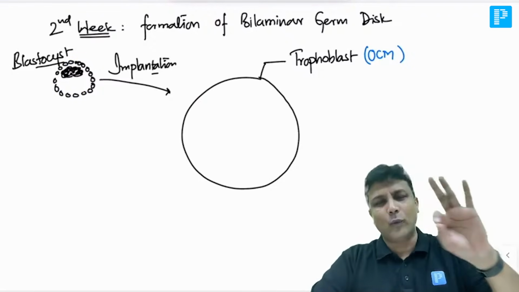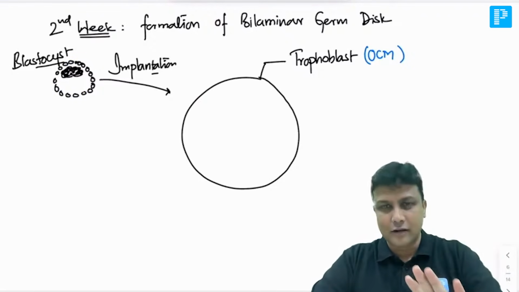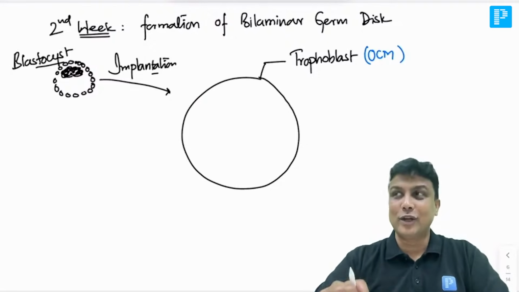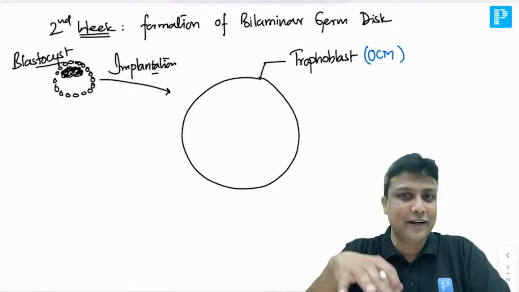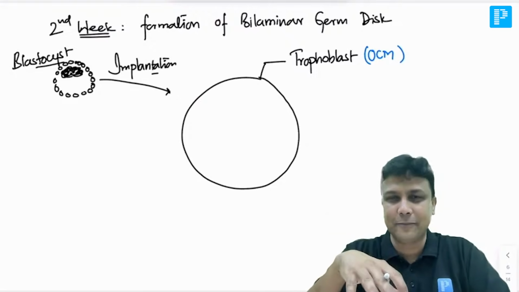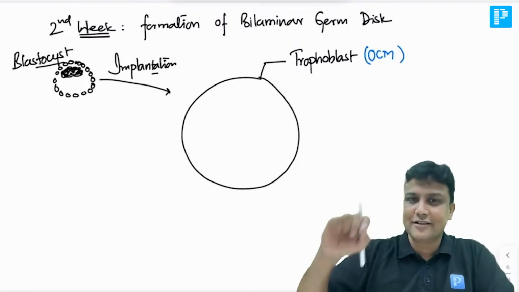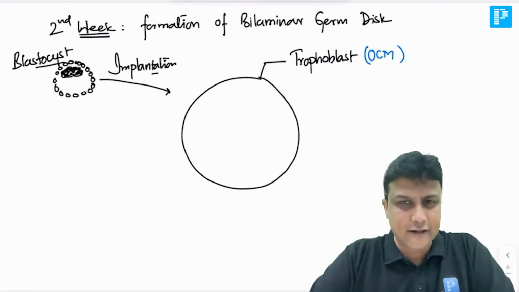I'm just drawing it like one black colored line there. Try to understand that. If you keep on drawing all the cells there, it will take a lot of time, so I'm just trying to give you a simple diagram. Let us understand the concept here. So that outer layer of the cells is going to become the trophoblast.